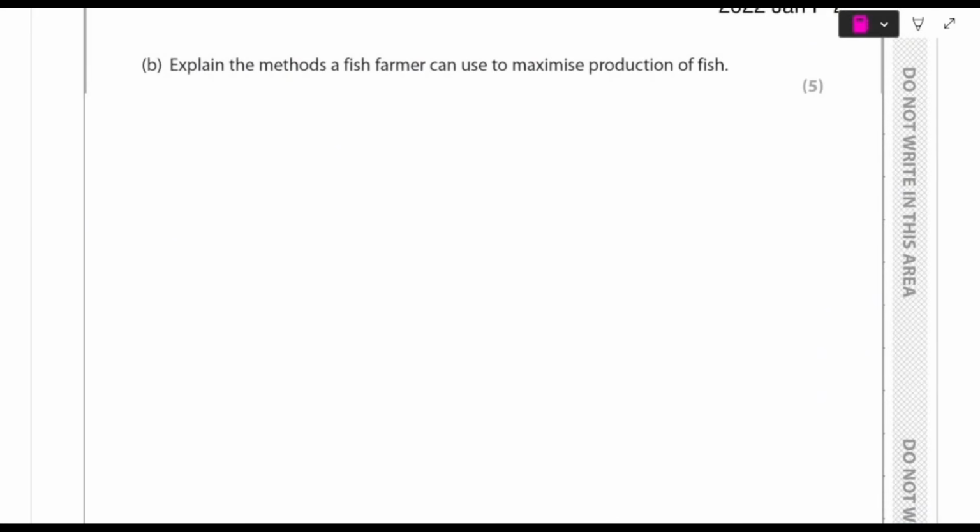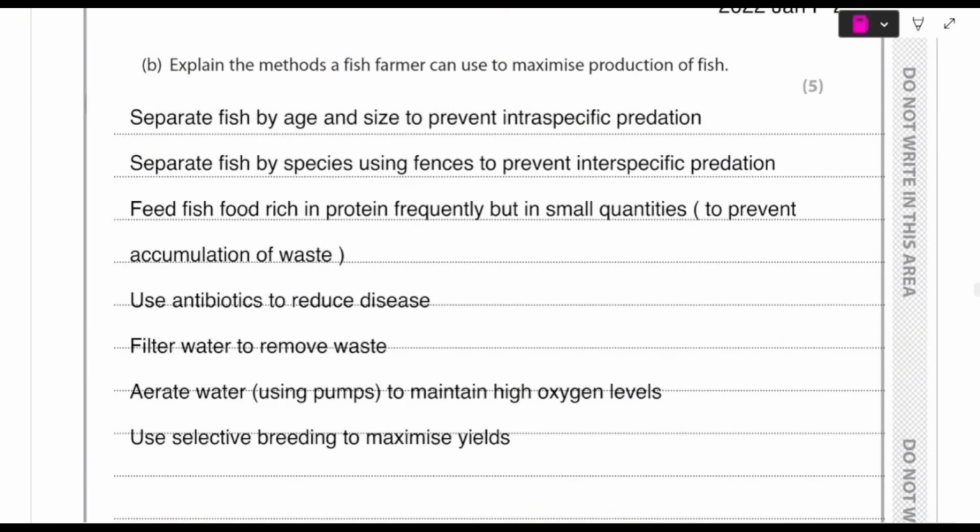Then we have to aerate the container or the place where we are farming the fish to allow aerobic respiration. And finally, we will use selective breeding to maximize the yield. We will have the strong fish bred with each other so they produce strong offspring. So this will just have a lot of strong fishes around.